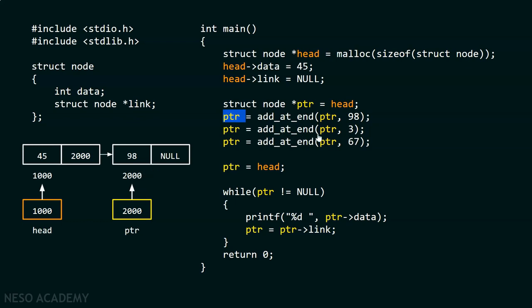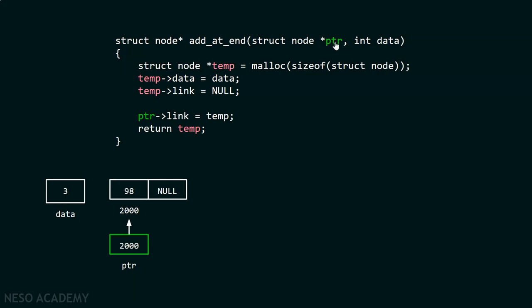That is, we are calling this add at end function again. And here again we are passing PTR as well as this 3. And here you can see that PTR will receive the address which is local to this function, of course. And here this PTR will get updated by 2000, which means that it is pointing to the second node of the list. And here of course data contains this value 3.